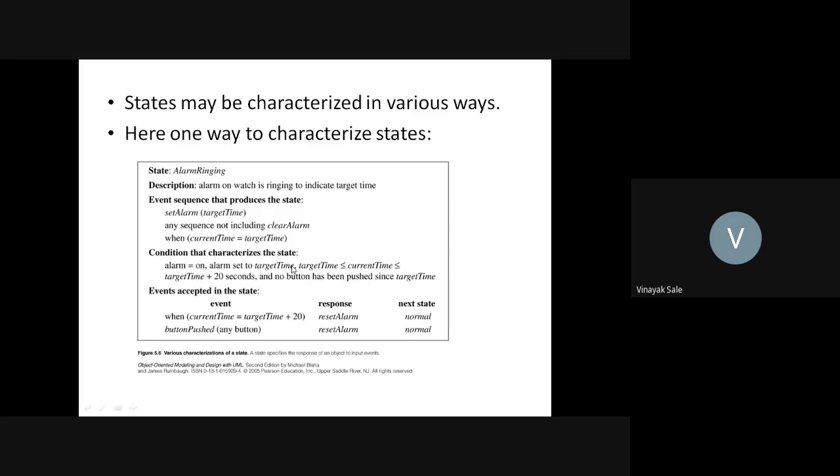This is the condition. So when the current time is equal to the target time, the alarm starts ringing. When the current time is equal to target time plus 20, the alarm is reset, so for 20 seconds the alarm can be ringing. Then reset alarm, and the next state is normal. If any button is pushed, again the alarm is reset and it is normal.